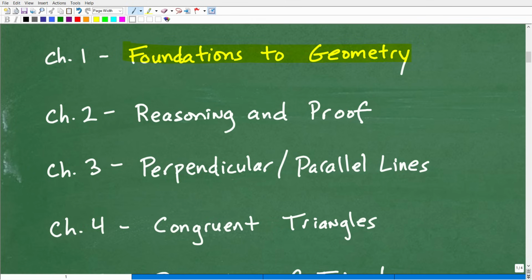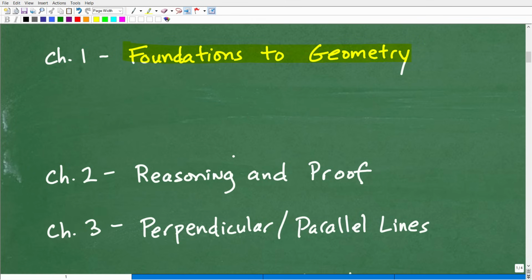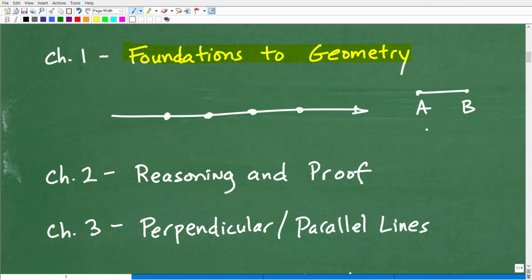So this would be like the foundations to geometry. So what do you learn in that? Well, you learn things like, what is a line? What is a point? You learn terms like collinear, coplanar, and basic notation. Let me just draw something. If we have a line segment with endpoints, here's A and there's B, we can represent this line segment as the notation AB.